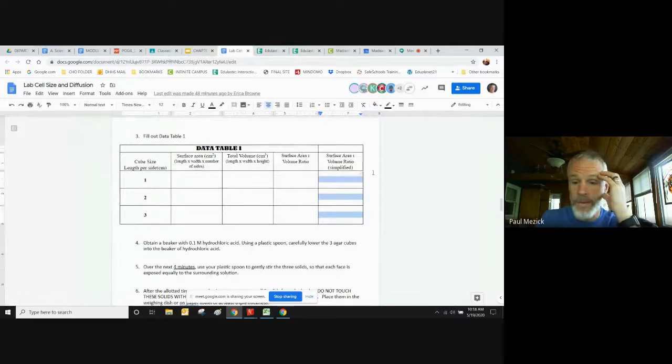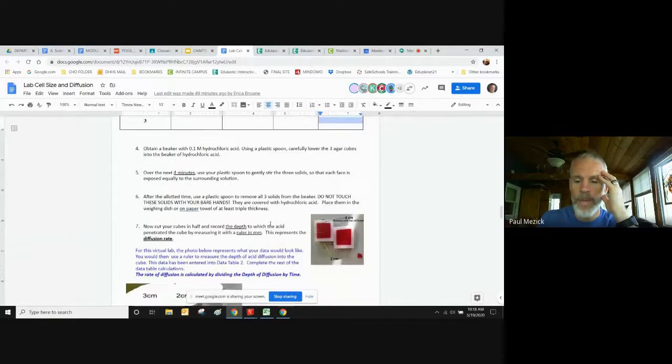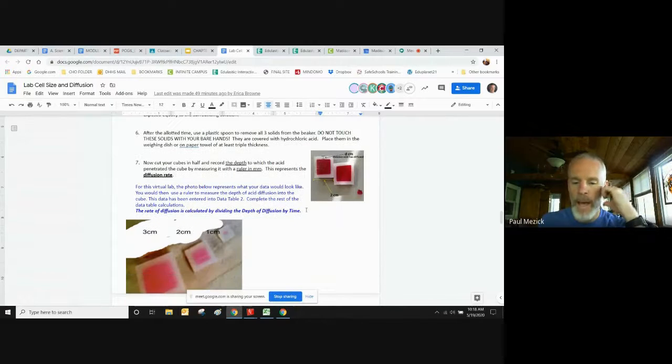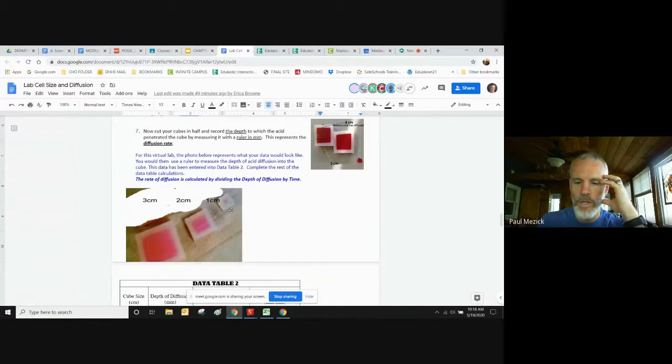So that's what this data table is bringing out. Then you go through the lab, and after you take the cubes out, when you finish watching the procedure, the girl is going to cut them in half. And when she cuts them in half, she's going to measure the distance from the outside of the cube to where the inside remains pink. But the trickiest part is that students forget that you're diffusing on both ends.